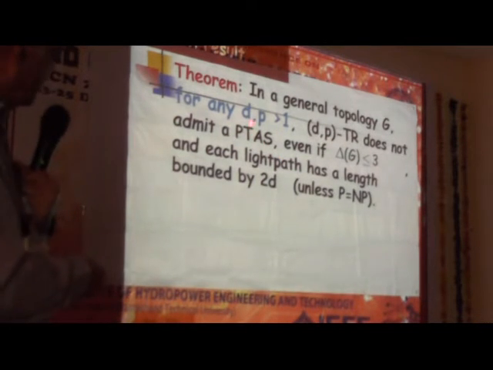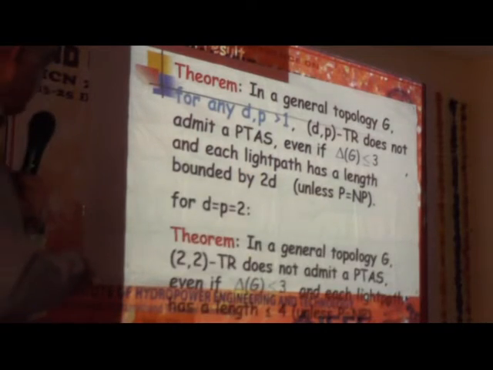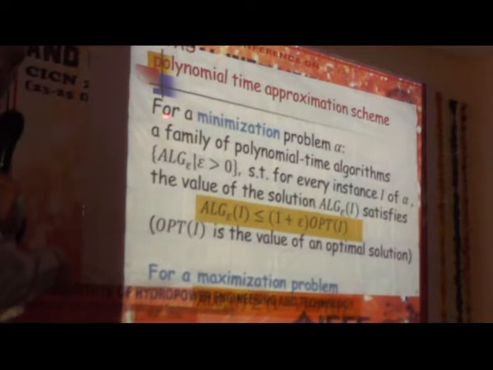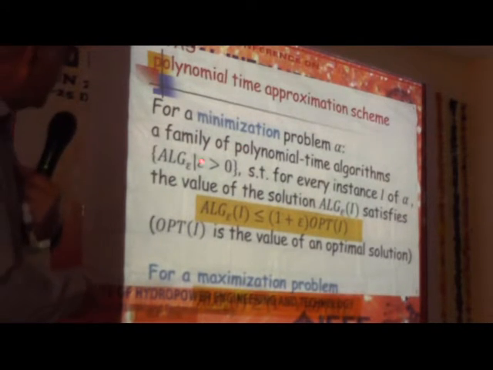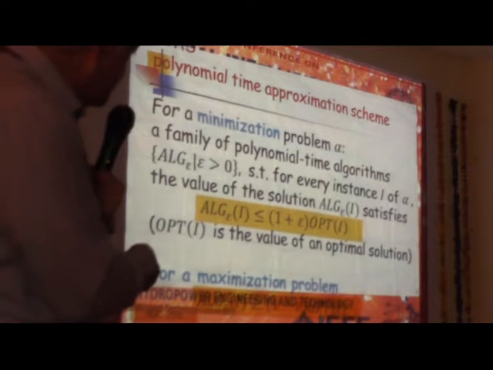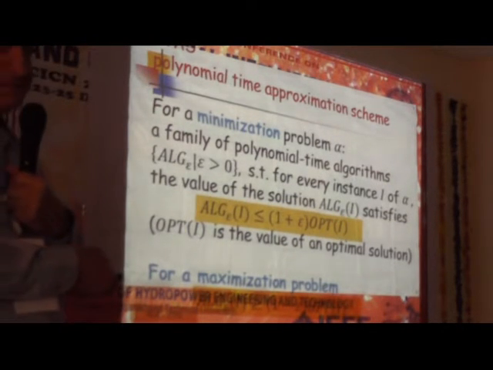There are some technical terms, depending on the degree of the graph and the length of the path, but this is not so important. What is a PTAS? A PTAS is a family of polynomial time algorithms with a parameter epsilon, and the algorithm epsilon on input I gives a result not more than 1 plus epsilon times the optimal. And what we show is that you cannot approximate this problem.